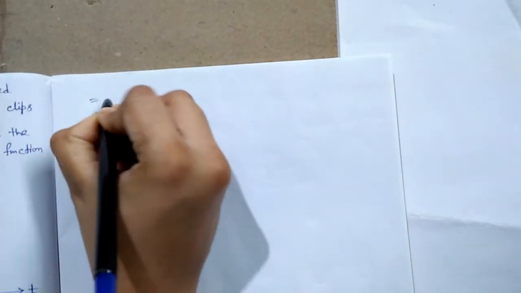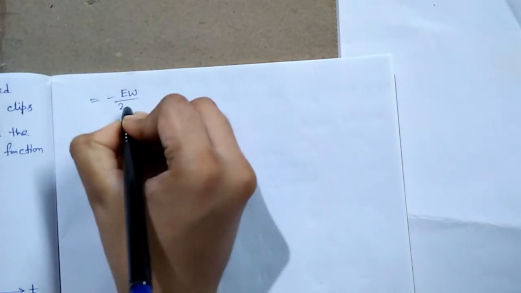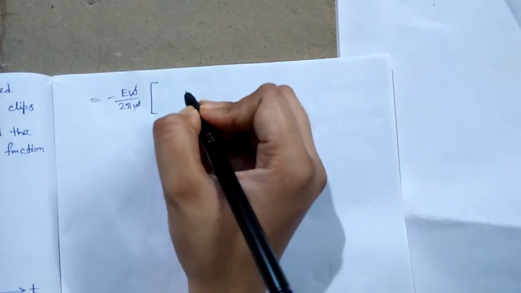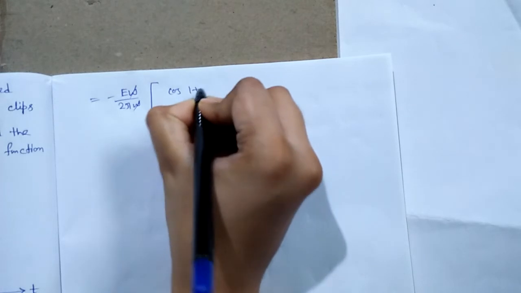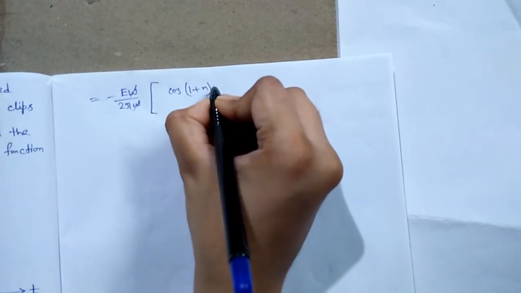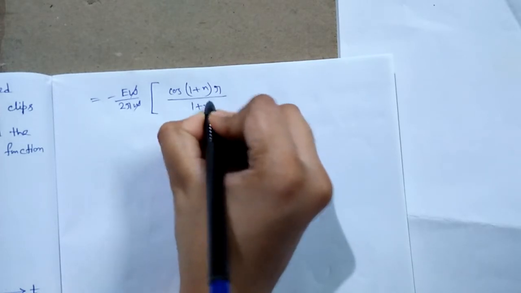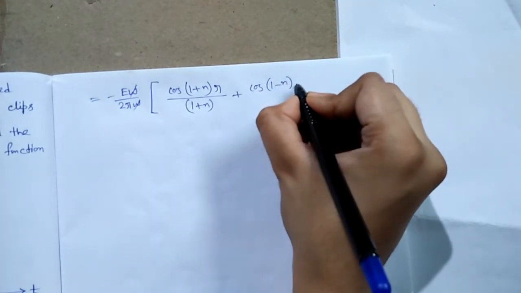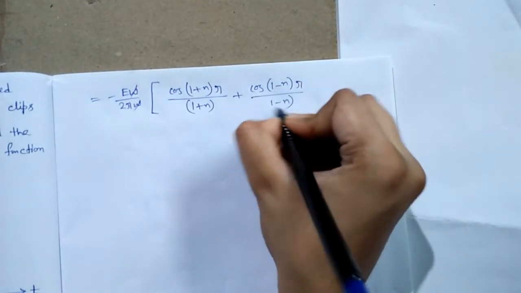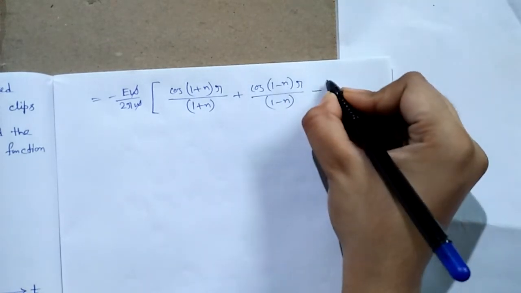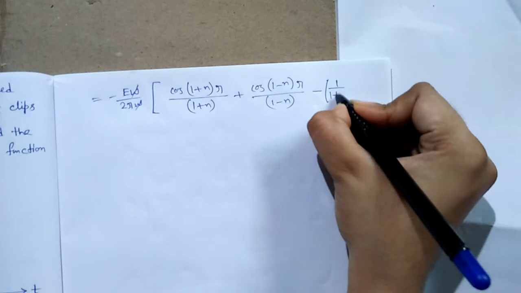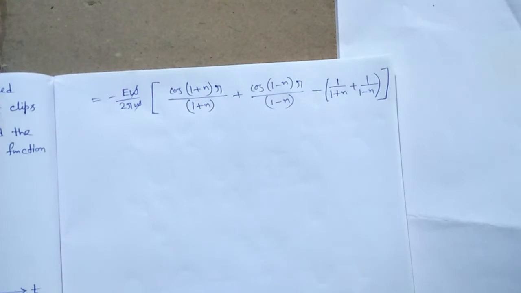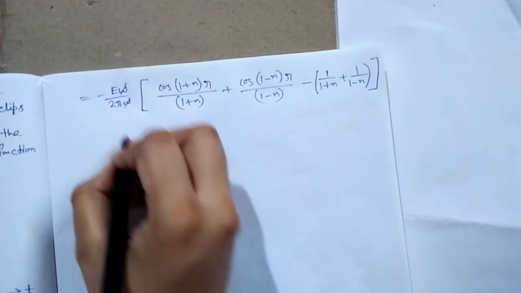Next we get minus e omega by 2 pi, omega cancels out. Next, cos (1 plus n) pi by 1 plus n, plus cos (1 minus n) pi by 1 minus n, minus what we get, 1 by 1 plus n plus 1 by 1 minus n. This is our last line. I am just repeating this line.